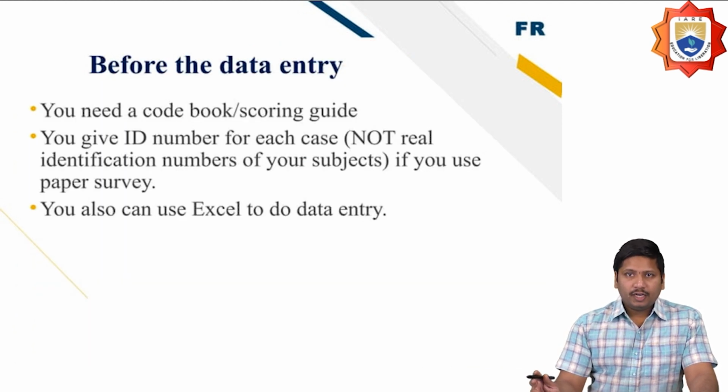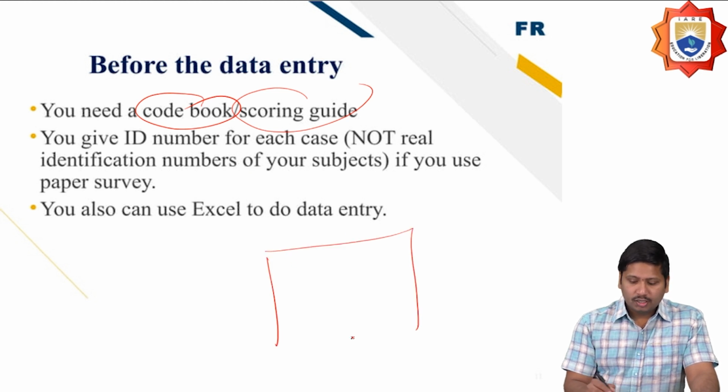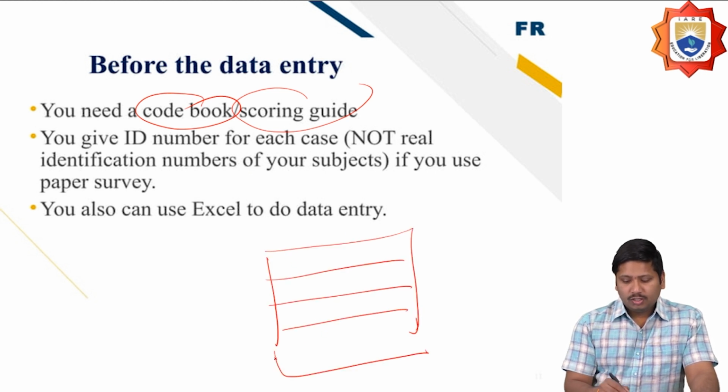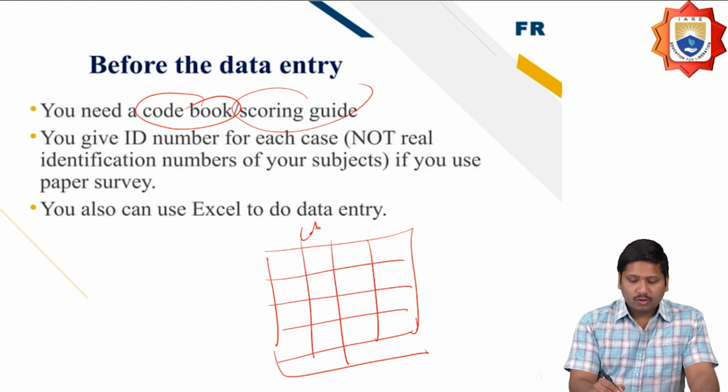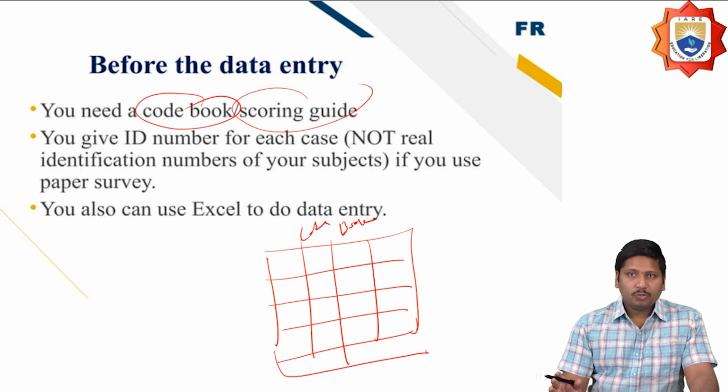Before the data entry, what do I have to do? We need a code book or scoring guide. Before entering the data in the data view, we need to develop the code book and scoring guide. In previous videos I explained what the code book should be, how it is designed, and what kinds of variables have to be considered. The code book is very important before entering the data in data view.